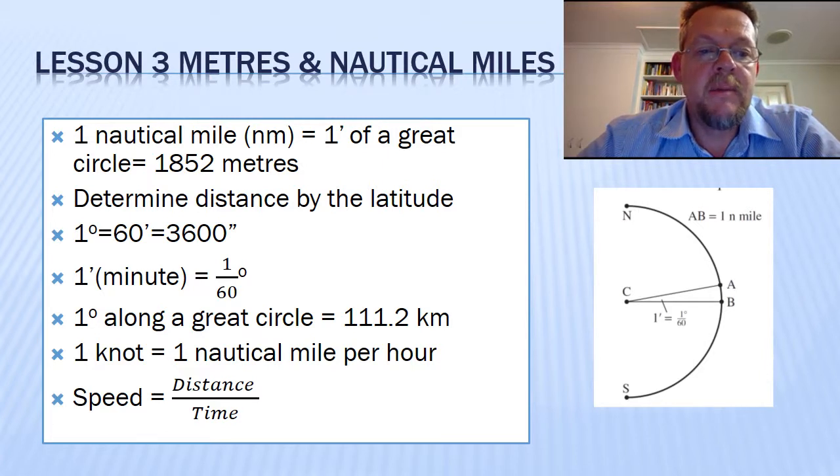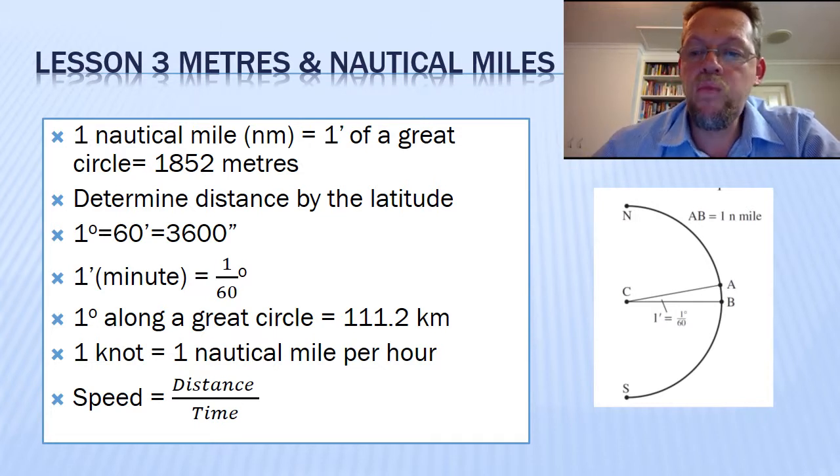scale. Now remember, 1 degree is the same as 60 minutes, which is the same as 3,600 seconds. Another way to express that is 1 minute is the same as 1/60th of a degree. We also have learned that 1 degree along a great circle is 111.2 kilometers. 1 knot is 1 nautical mile per hour, and speed equals distance over time.